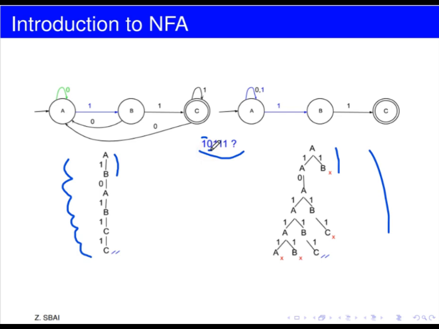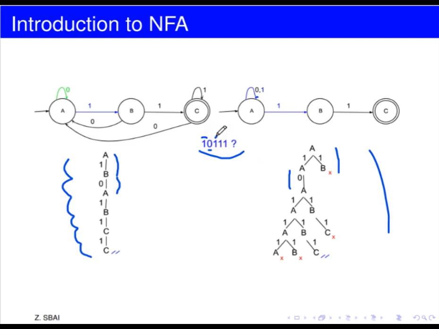Then for the second symbol, 0, with the deterministic finite automaton, it's clear that from B, when we read 0, we'll go to A, so we have only one option. Here also we have only one option. If we are at the state A and we read 0, we'll stay at the same state A. From here, we don't have any possibility with this 0 since there is no arc going out of B with the symbol 0. So we may see this as a tree where this branch dies here.